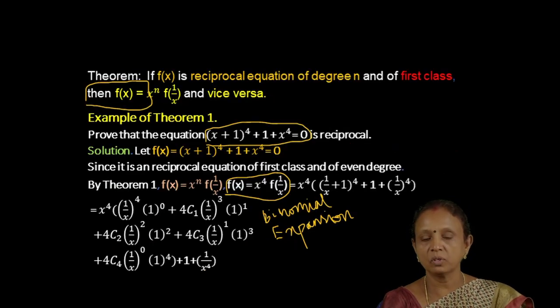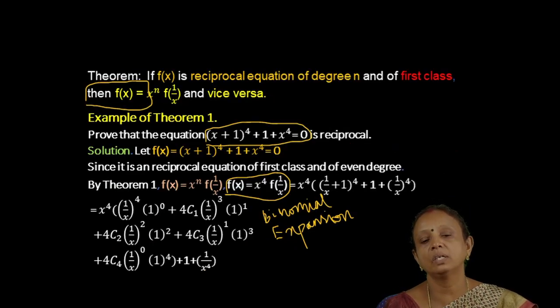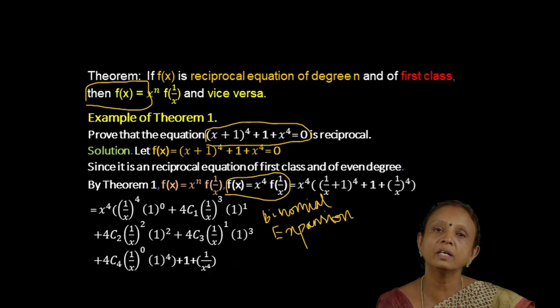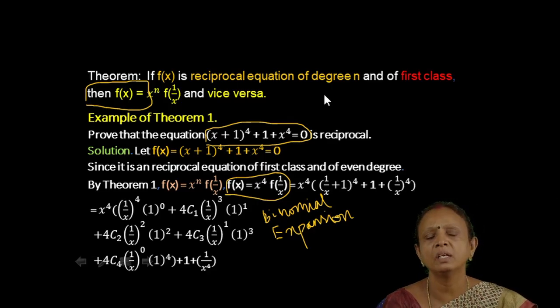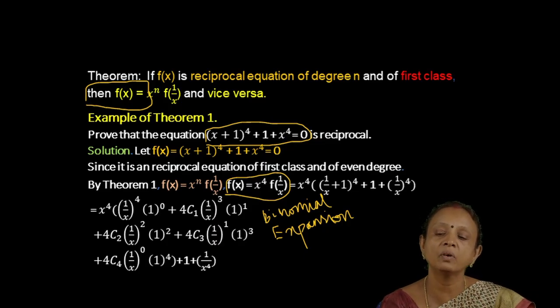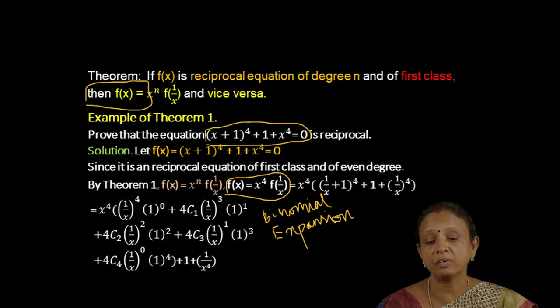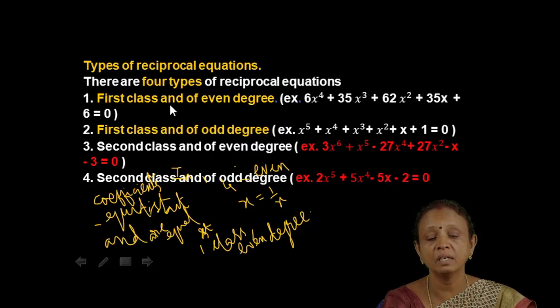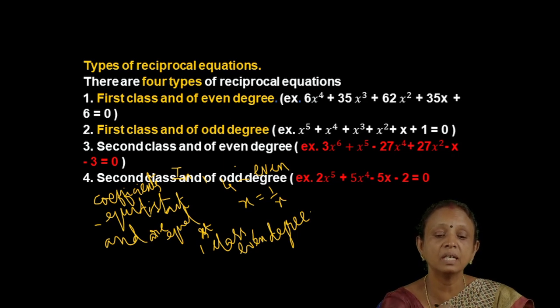And now the theorem. This theorem is very useful to solve problems, and mathematically it is basic to every problem. So what is theorem 1? Take a reciprocal equation f of x, of any type, of degree n. We have odd degree and even degree, but here it is not mentioned, so degree n. Take a reciprocal equation of first class and of even degree. What is the example then? Previously, among the 4 types of reciprocal equation, it represents the first.